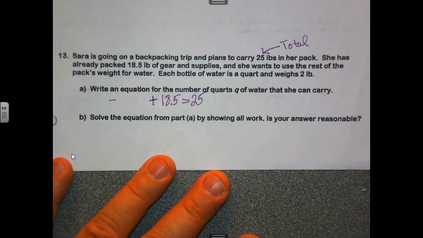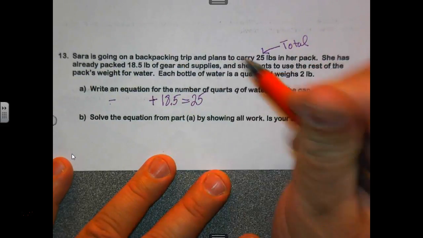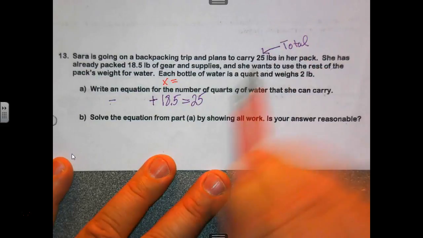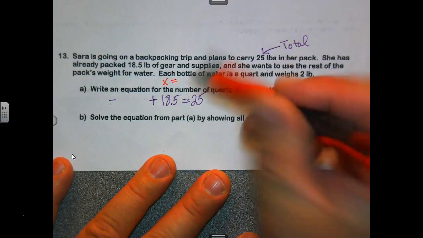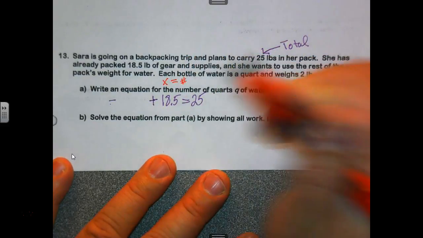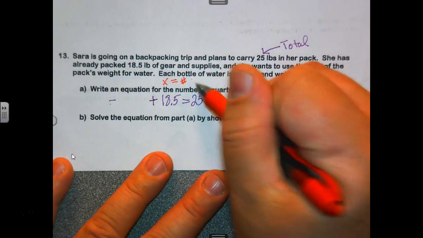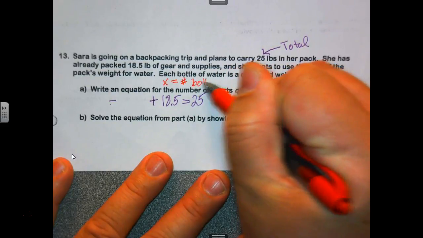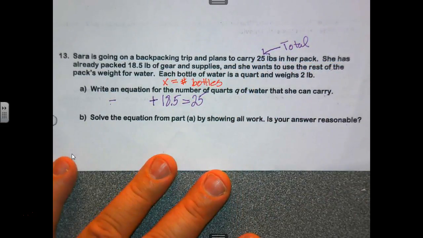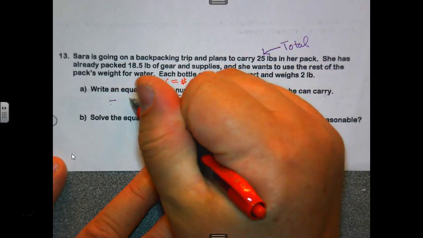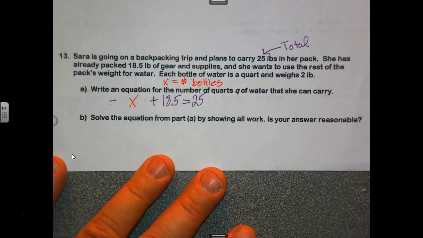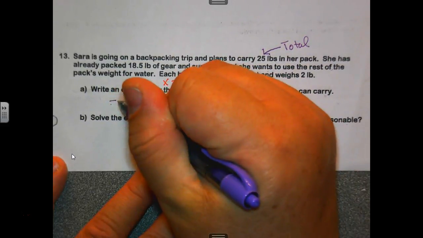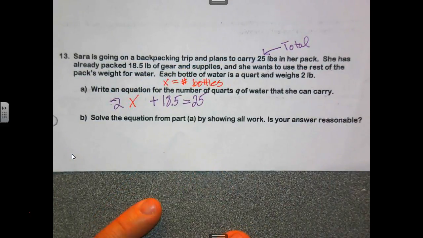What's our unknown here? It's each bottle of water. We don't know how many bottles, right? We will, yeah. Okay. So she wants to bring a number of bottles, and each one of those is going to weigh how many? How much? 2 pounds. Okay. All we have to do is solve.